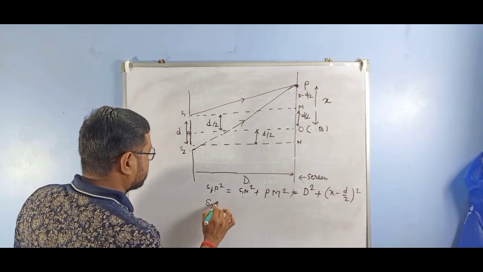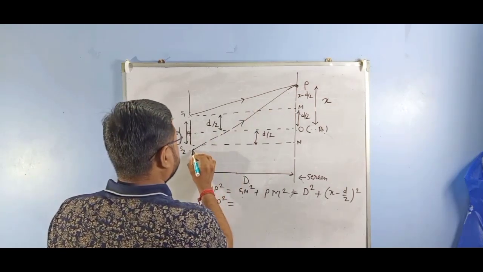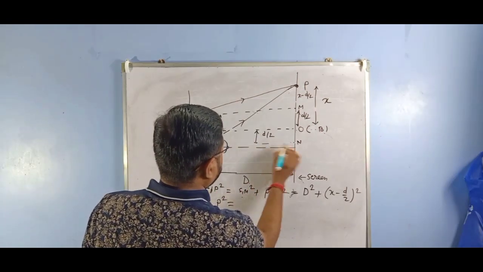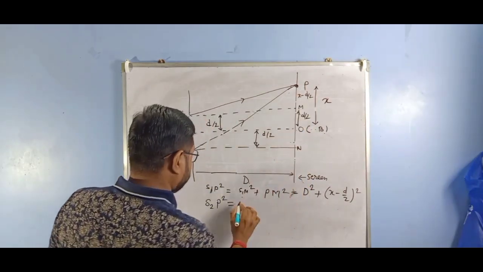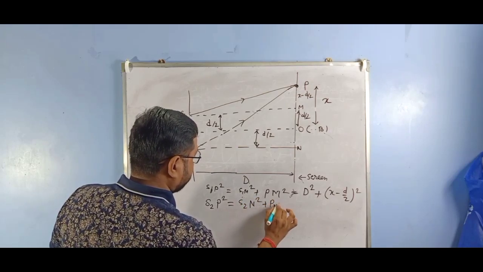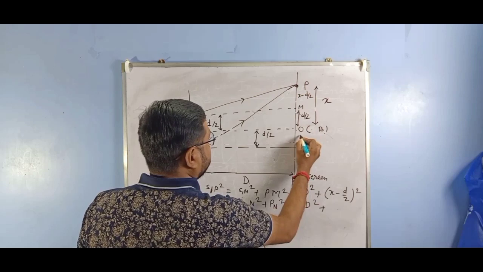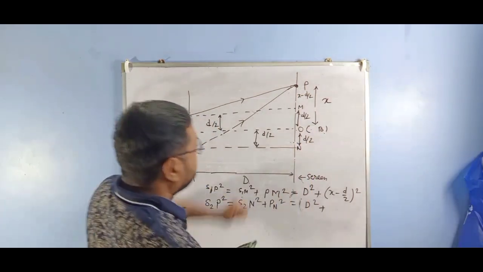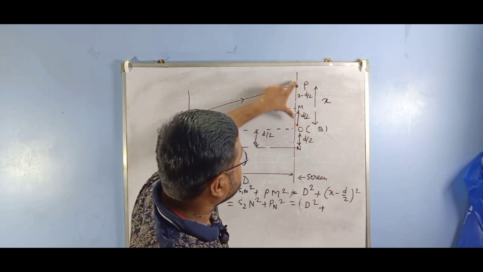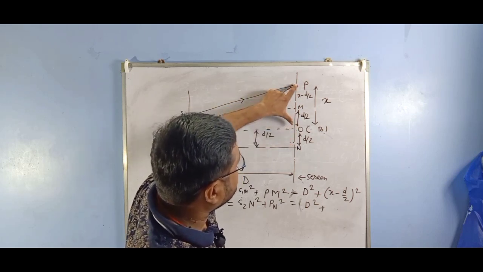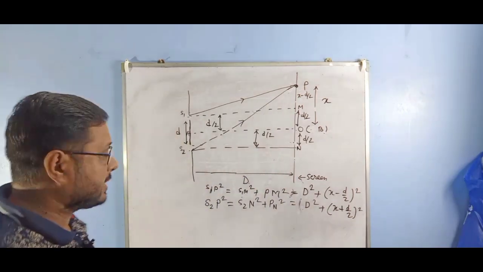Similarly, what is S2P square? If we take this as a right angle, S2N square plus PN square, that is capital D square plus, now what is this distance? This is d by 2, and the distance between O and P is x. So, PN is ON plus OP, that is d by 2 plus x, so PN square is x plus d by 2 square.